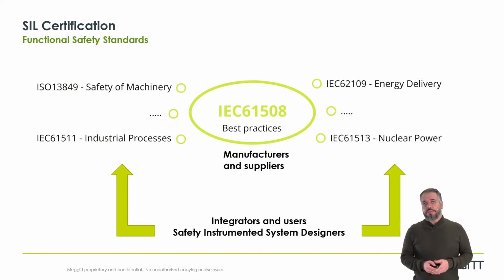Note that there are many other functional safety standards that, contrary to IEC61508, are much more application-specific, like for industrial processes, nuclear power, and so forth. But since IEC61508 lists functional safety requirements that must be observed by manufacturers or suppliers of safety-related systems, it is considered the basic standard for functional safety. All other functional safety standards will relate, one way or another, to IEC61508.